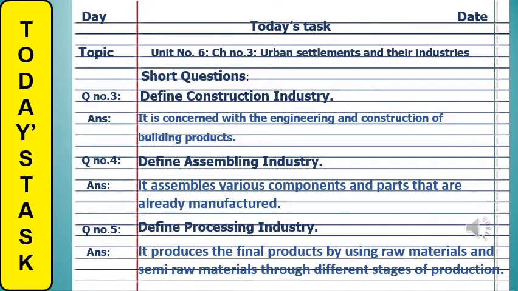So the answer is, it produces the final products by using raw materials and semi-raw materials through different stages of production. So I hope that you will write down these question answers on your notebooks very neatly.